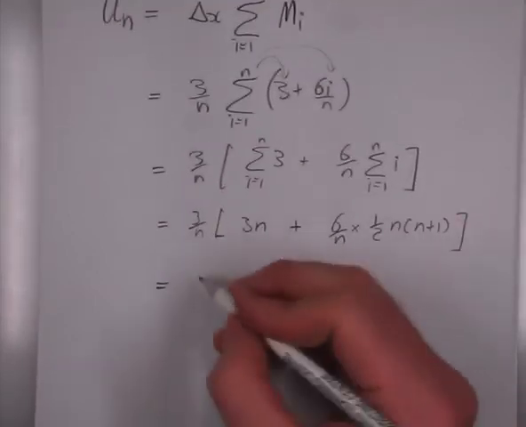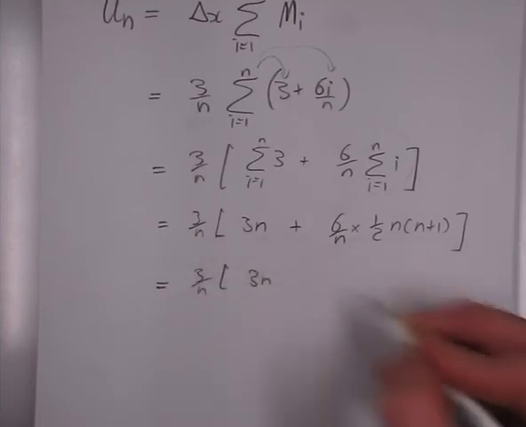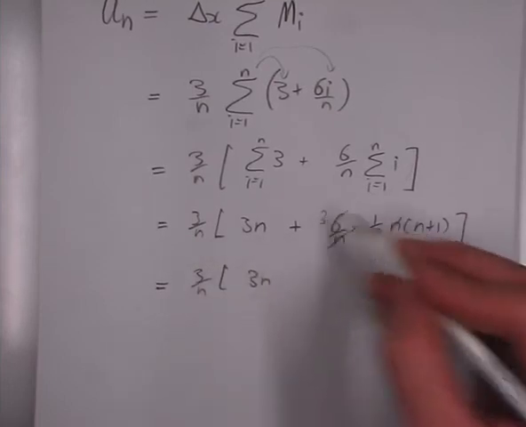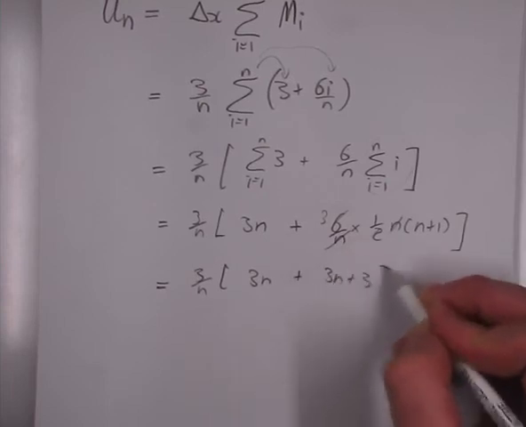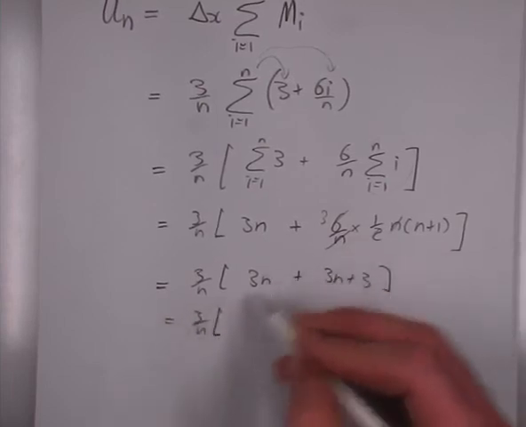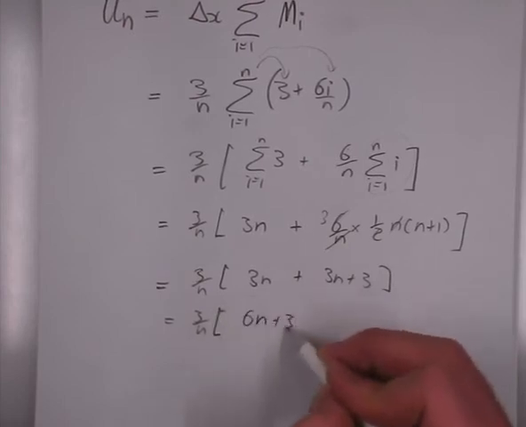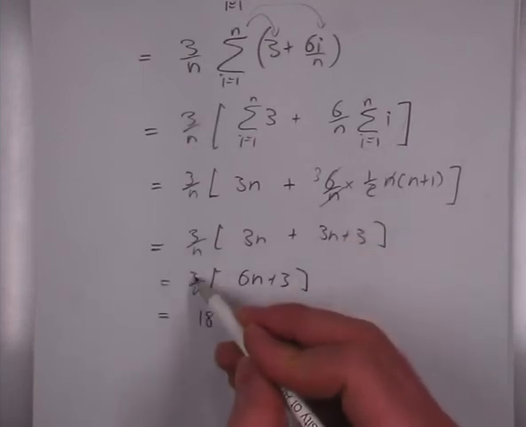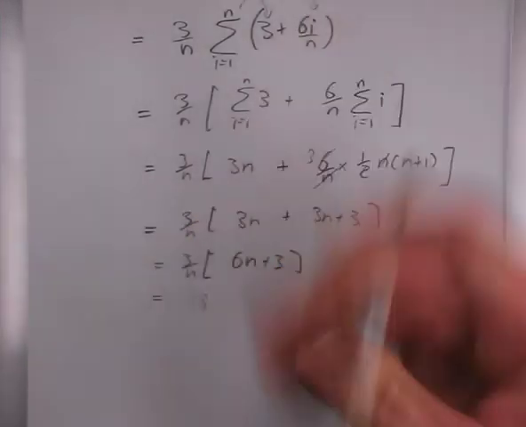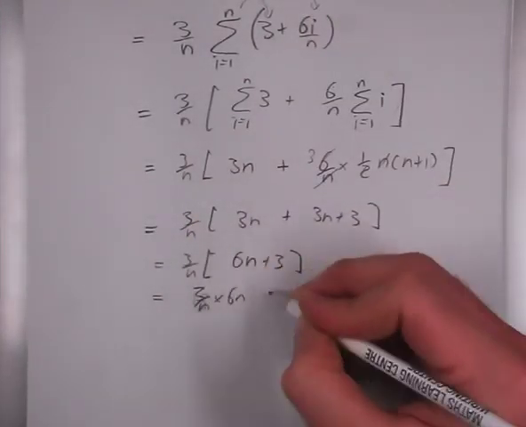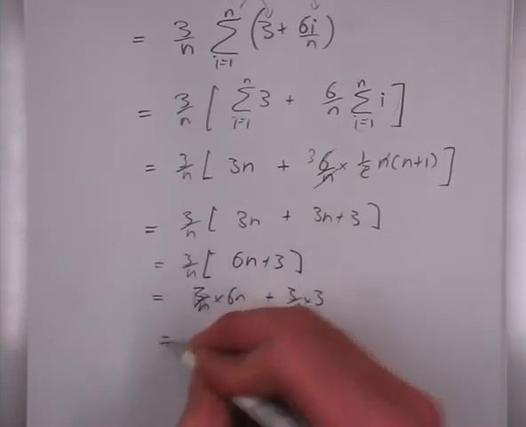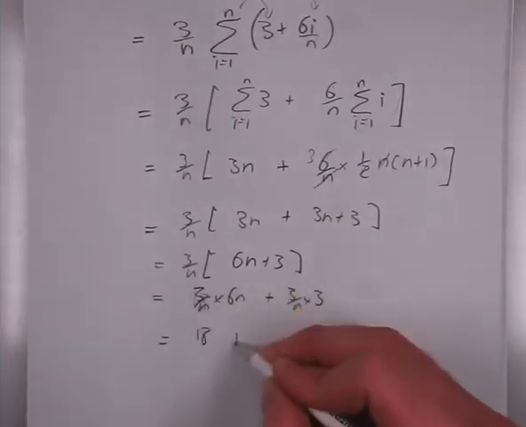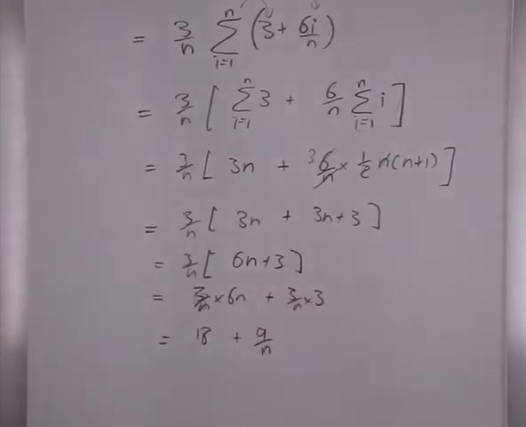And now it's algebra. That n will cancel with that. That'll make that a 3. 3n plus 3n plus 3. So 18. No, I'm not going to skip that step. 3 on n times 6n plus 3 on n times 3, which is 18 plus 9 on n. That's the upper sum. Yay. The lower sum you would work out in a similar way.